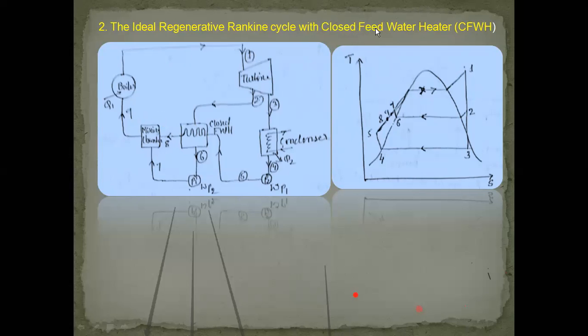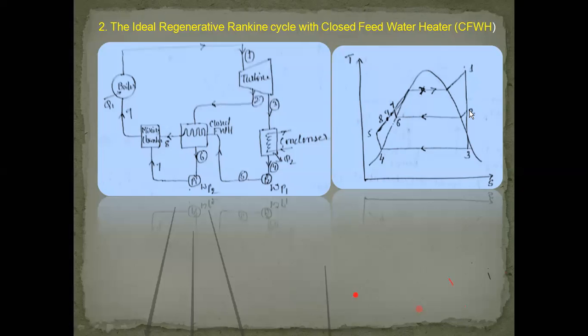This is a closed feed water heater in the sense the two streams do not get mixed here. That's the only difference. In an open one they get mixed, but here they pass through separate tubes. There is only exchange of heat taking place. In the open one, because of the proper mixing, there is more heat transfer taking place. But here it is a lesser amount of heat transfer. There is a difference.